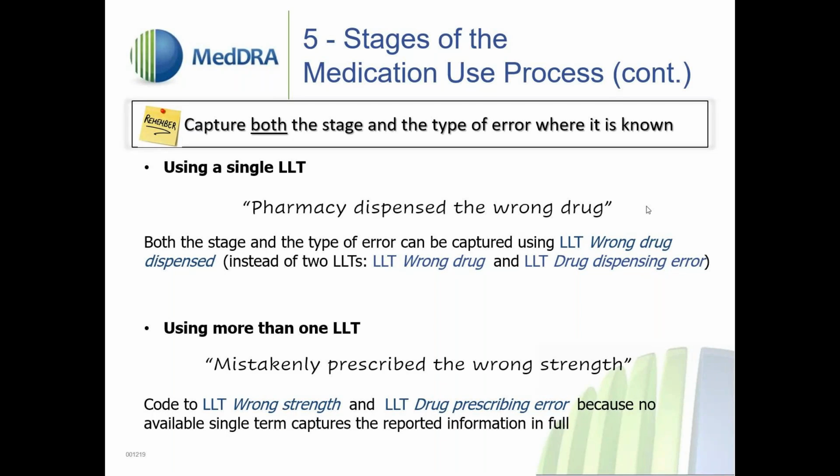But sometimes you may not find a suitable combination term. If it is reported that the doctor mistakenly prescribed the wrong strength, you would have to split to capture the reported information in full by assigning LLT wrong strength and LLT drug prescribing error.